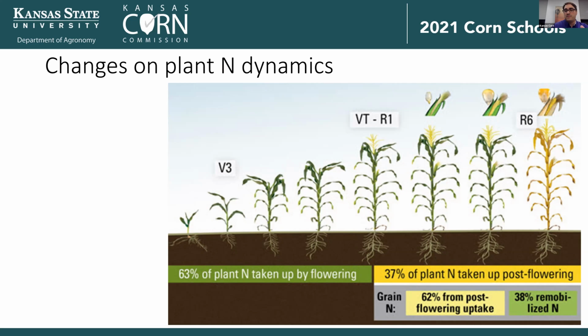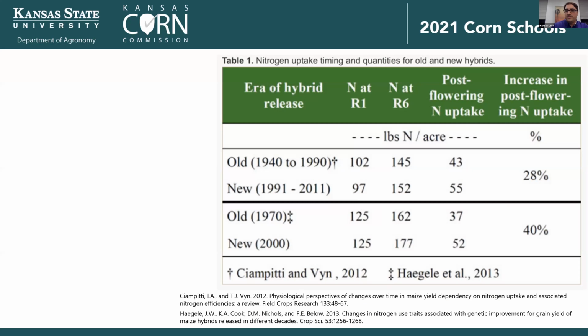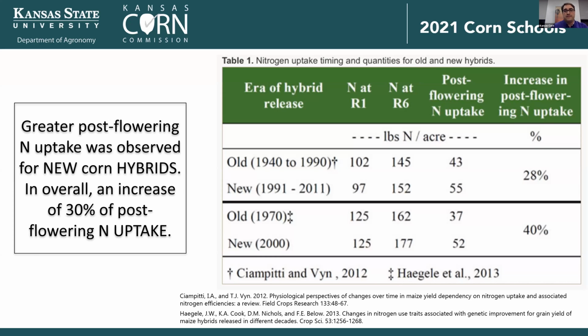This is some information that is coming from multiple of our studies. It shows that we have more nitrogen coming after flowering for new modern hybrids. And if you look at the summary, here is a summary also prepared by Pioneer, but in this case, using one of our studies, you will see that we have an increase in the demand, in the growth of corn, and then that increase is basically supported by the increase in post-flowering uptake. So the nitrogen that we need for corn goes up after flowering. Overall, we are seeing around an increase of 30% of post-flowering nitrogen uptake.